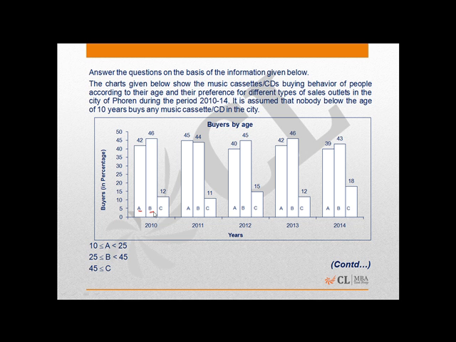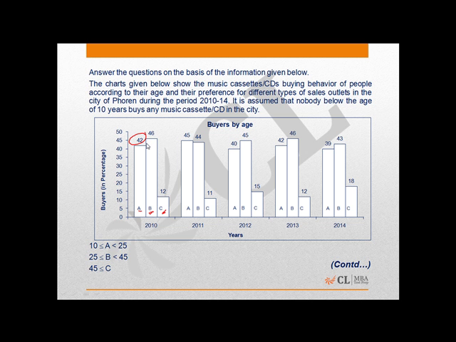There are three different age groups: A, B, C. A is the age group in which people are greater than or equal to 10 years and less than 25. In B, greater than or equal to 25 but less than 45, and in age group C, people are 45 or older.